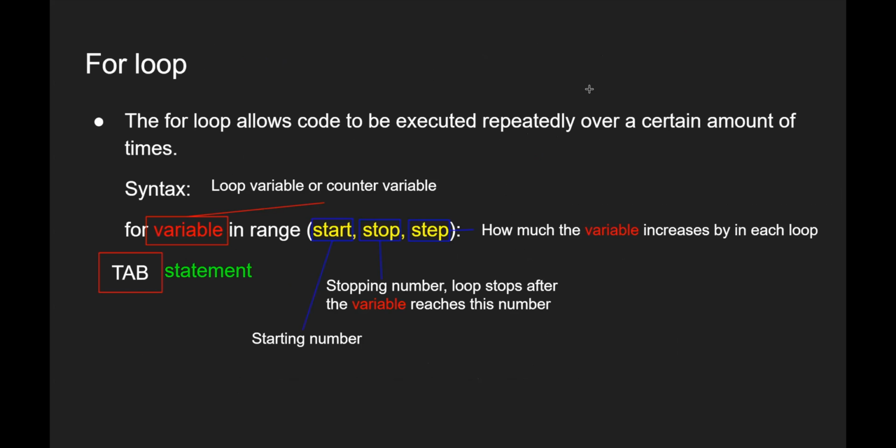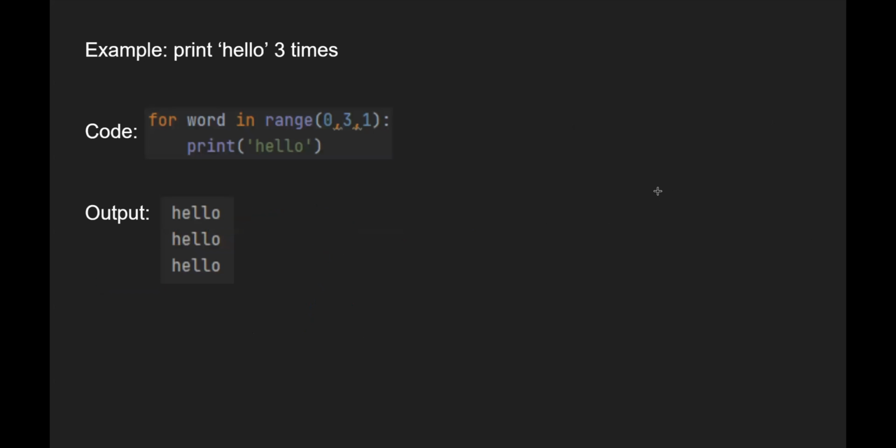So the for loop allows code to be executed repeatedly over a certain amount of time. We have to say for a loop variable in range, then we have a start, stop, and step. The start number is our start, and the loop stops after the variable hits the stopping number. The step is how much the variable gets increased after each loop. So if we want to print hello 3 times, we do for loop variable in range 0, 3, 1. It'll print hello one time in every loop.